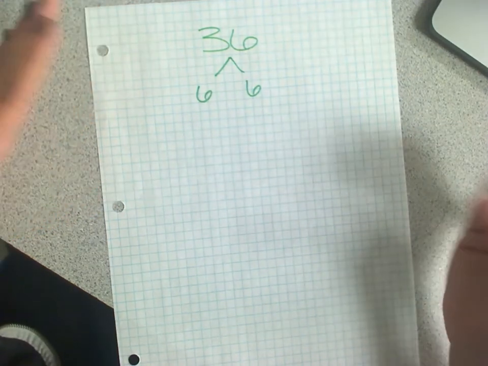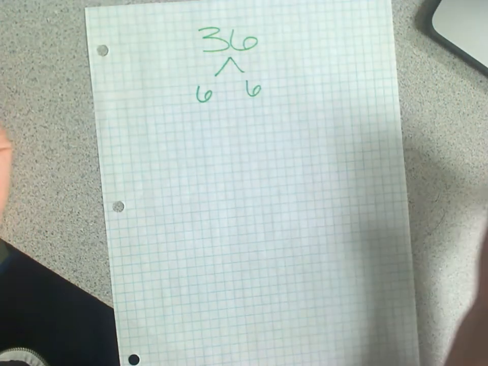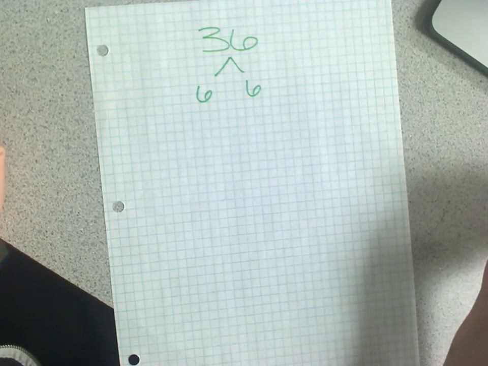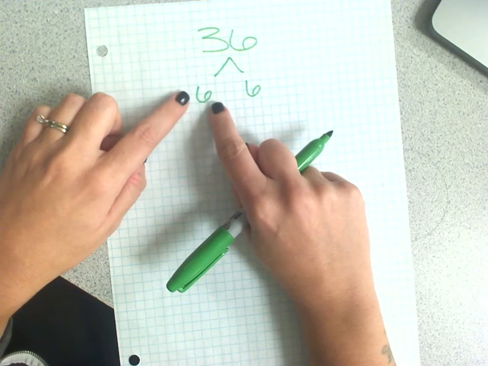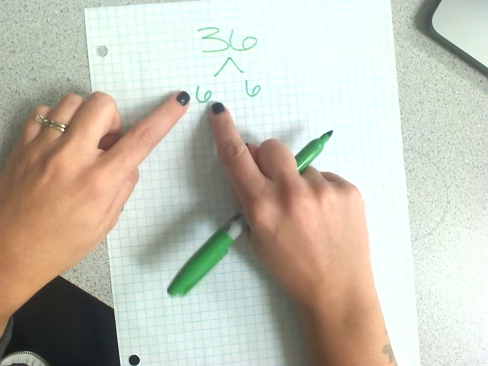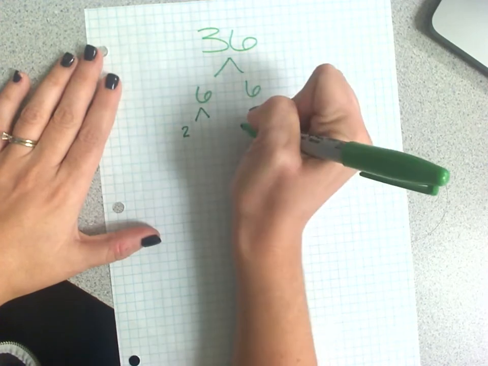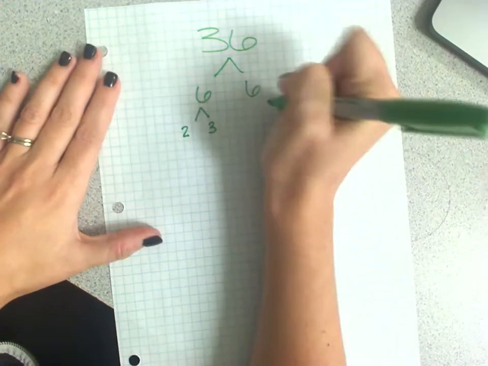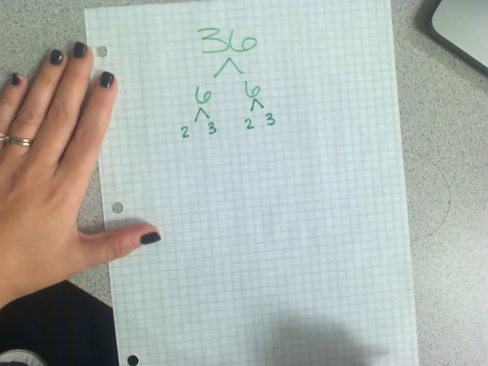All right. Then you're going to decide, does my tree end here, or are there more branches on my tree? I can find out if there's more branches on my tree by deciding, is 6 a prime number, or is 6 a composite number? Does 6 have more factors than just 1 times 6? Yes, it totally does. I can get 6 by multiplying 2 times 3. Same with this 6. 2 times 3. So my tree has more branches.